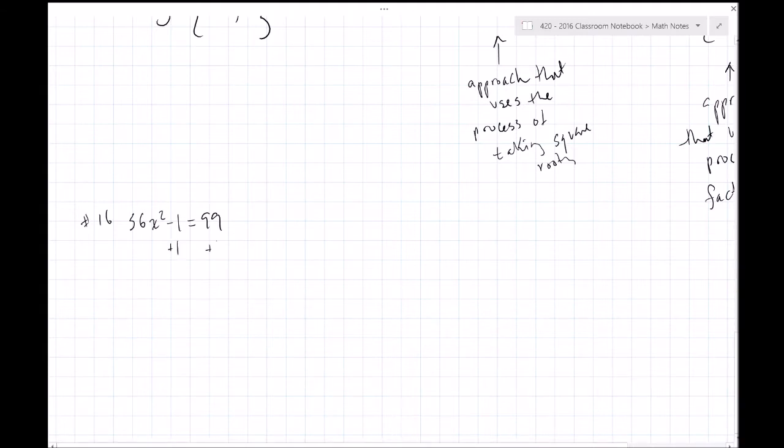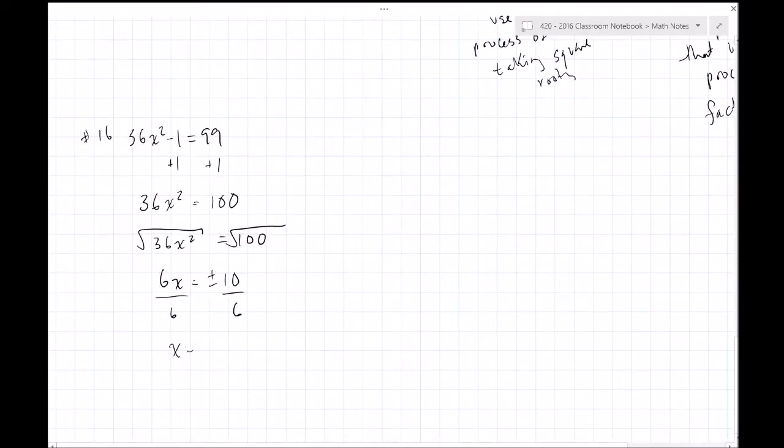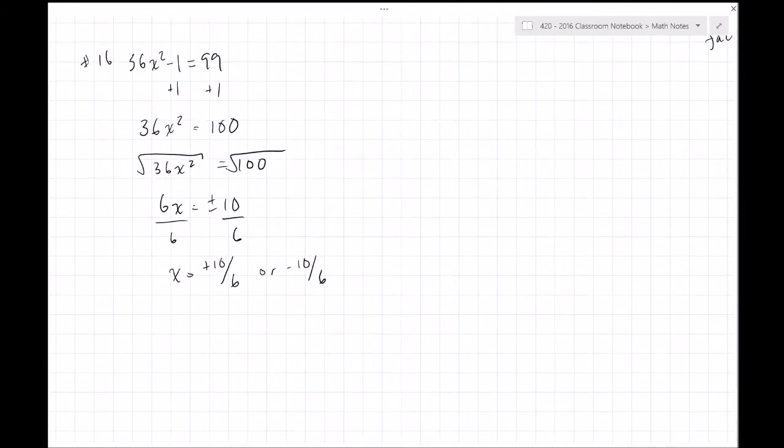Add 1, 36x squared is equal to 100. Take the square root of both sides. The square root of 36x squared is, we just take the square root of each member. So we got 6x is equal to plus or minus 10. And now I divide, and I get x is equal to positive 10/6 or negative 10/6. And if I'm being thoughtful, I'm going to reduce my fractions. So this would become 5/3 or negative 5/3.